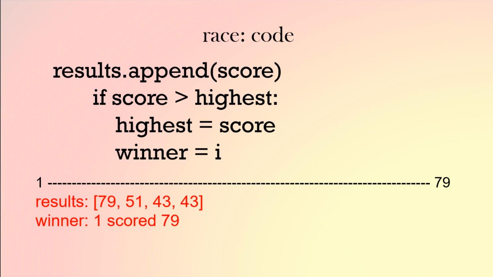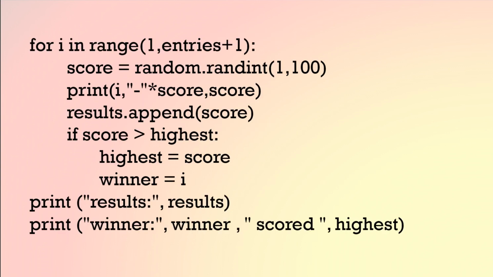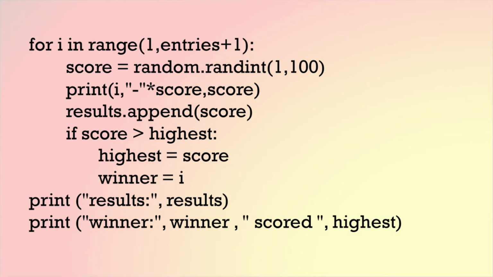We need to keep a record of the high score, so we do that by using an if statement. So if score is greater than highest, then highest equals score, and then the winner will be the loop variable. So here's the code for the game with the race. We start off the for loop, get the random score, print that, append it in the results, keep a record of the highest score, and at the end we print all of the scores and the highest score. Seems straightforward. So let's have a look at that in the code.